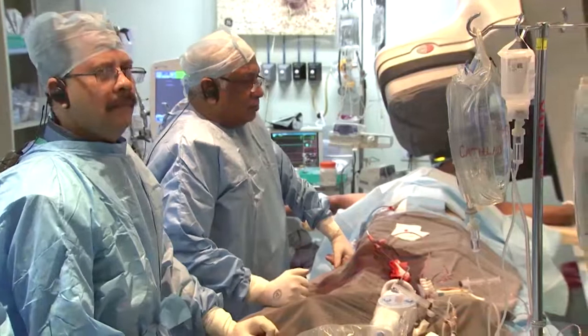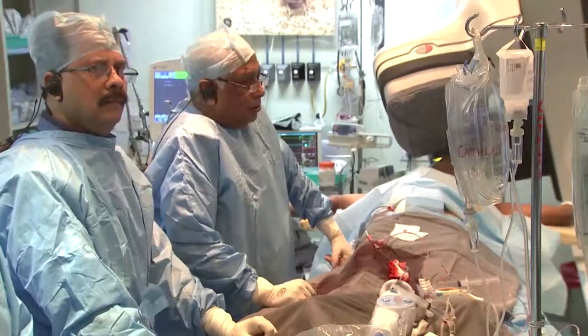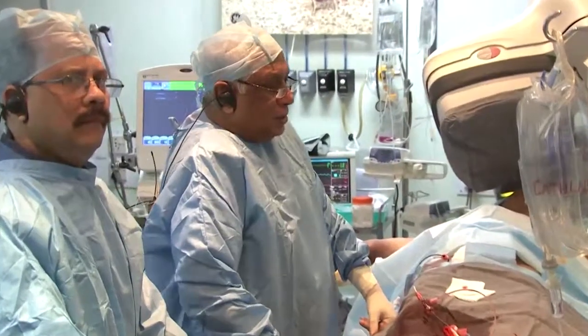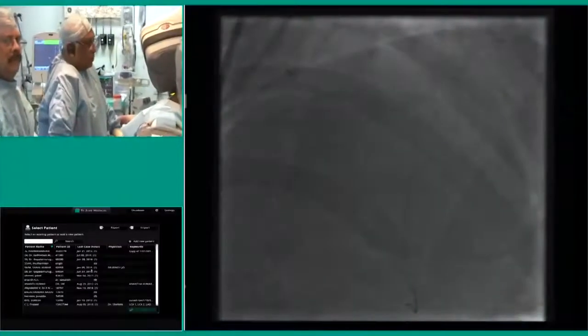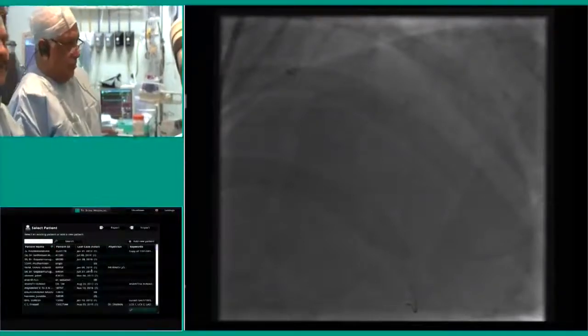This was a case which was attempted. They couldn't deliver a compliant balloon or any other device. Right. So they just did only a balloon dilatation. And now we have interrogated with an IVUS. Now we have to decide what is the strategy. Yeah, and I know that in your hands it would be a rotational atherectomy.